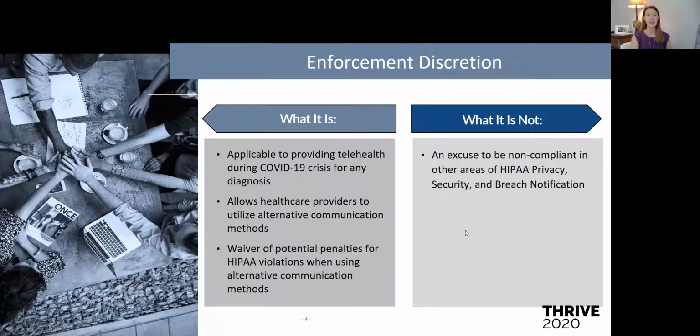So what this is not: enforcement discretion is not the opportunity to just forget about HIPAA. I think many of you, probably all of you on this conference right now, understand that, but I just want to reinforce it because this is very specific to providing telehealth.